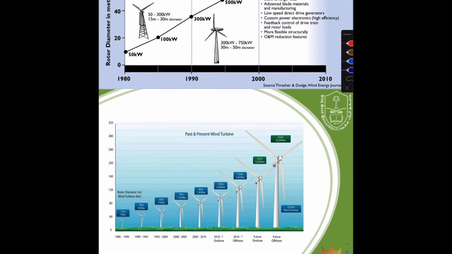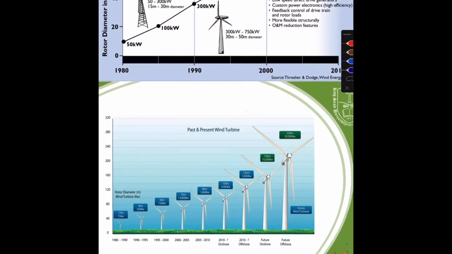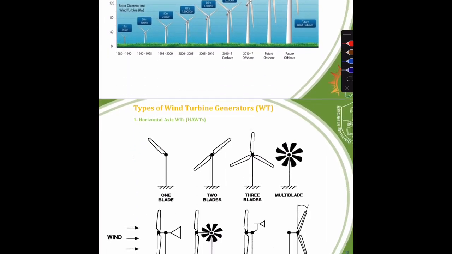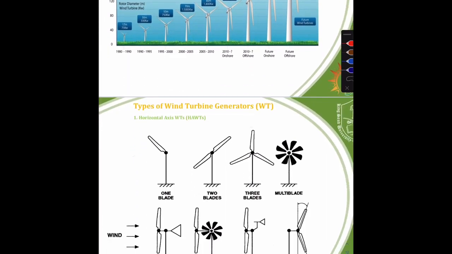Here we could see the development, past and present wind turbine. We can say that they used to produce only 75 kilowatt. Nowadays they can produce 20,000 kilowatt with a height of 250 meters. Okay, moving on. We have types of wind turbine generators.